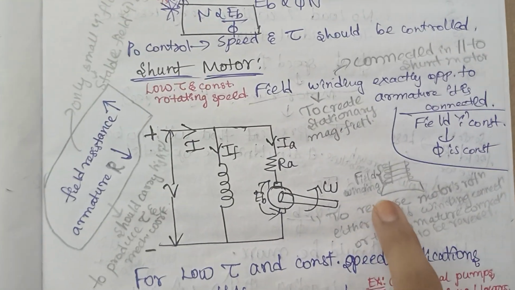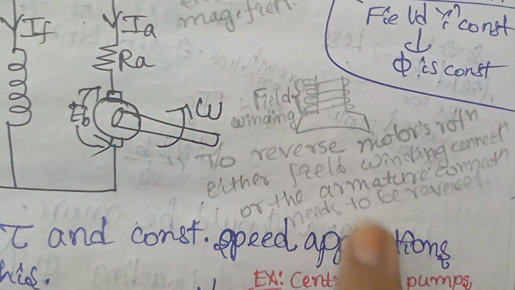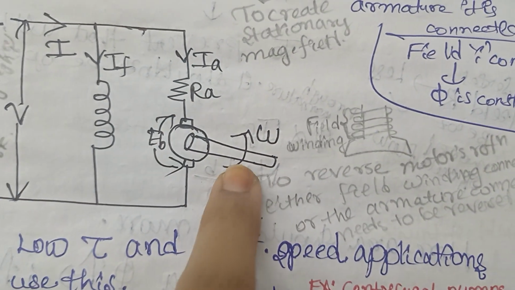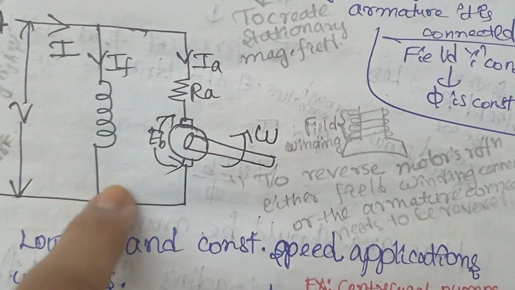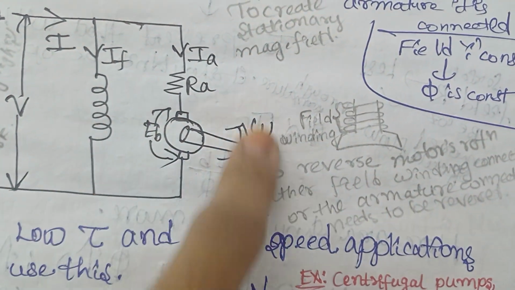And here is an important point. To reverse the rotation of the motor, we have to reverse either the field winding connection or the armature connection.